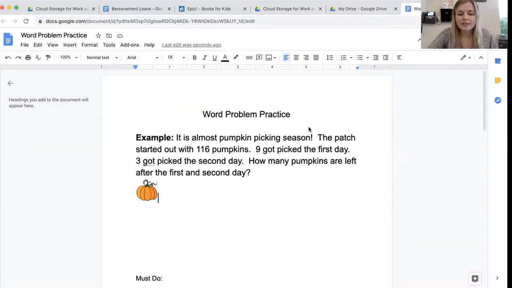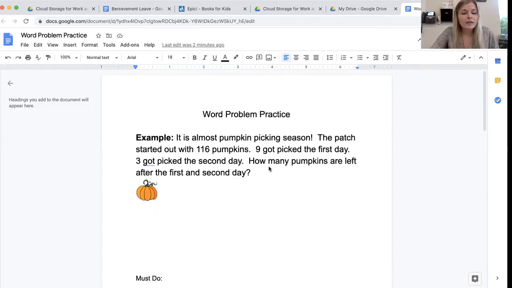Word problem practice. So the first thing I'm going to do is read my word problem, and this is something that you already know. This should sound familiar. It is almost pumpkin picking season. The patch started out with 116 pumpkins. 9 got picked the first day. 3 got picked the second day. How many pumpkins are left after the first and second day? What is new is that we are going to be doing multi-step subtraction. Today's learning target is that we know how to tackle multi-step subtraction word problems.